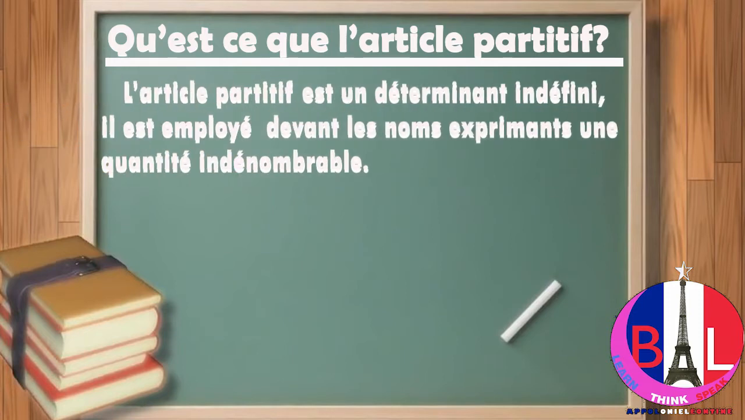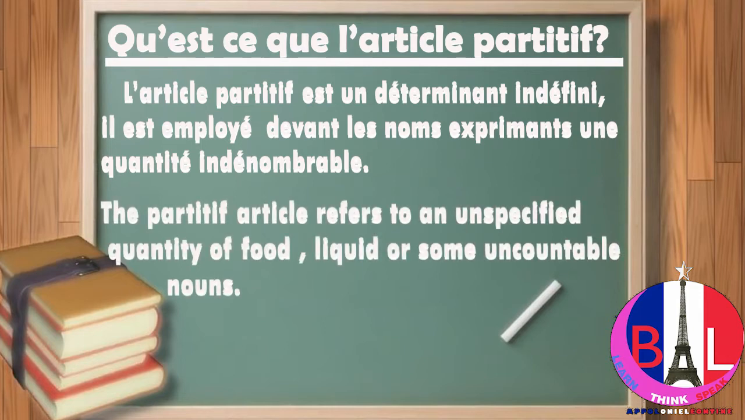L'article partitif est un déterminant indéfini. Il est employé devant les noms exprimant une quantité indénombrable. The partitive article refers to an unspecified quantity of food, liquid, or some uncountable nouns.